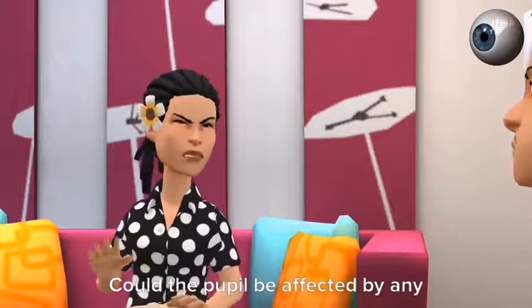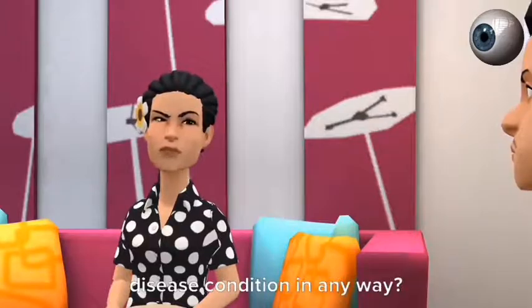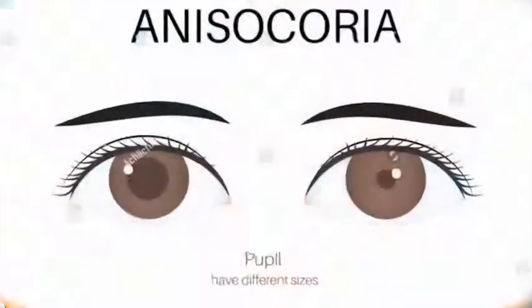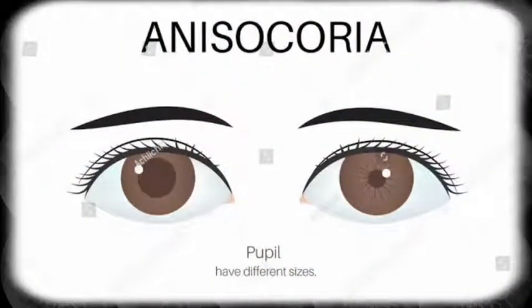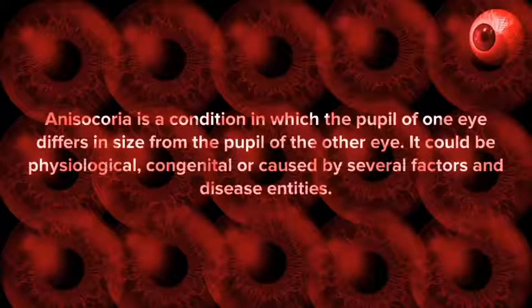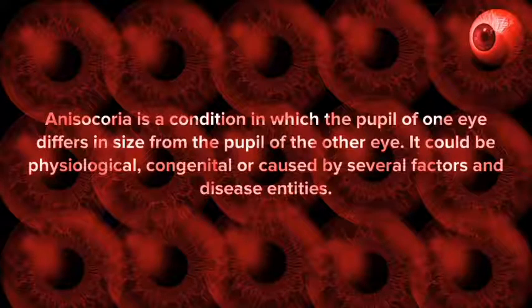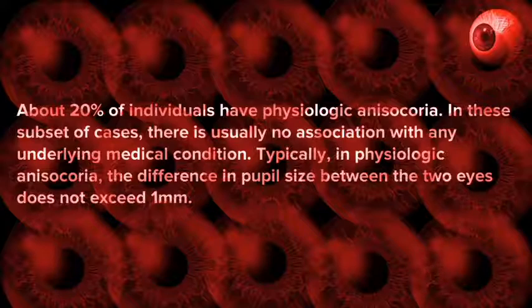Okay. Could the pupil be affected by any disease condition in any way? Of course. Anisocoria is a condition in which the pupil of one eye differs in size from the pupil of the other eye. It could be physiological, congenital, or caused by several factors and disease entities. About 20% of individuals have physiologic anisocoria. In this subset of cases, there is usually no association with any underlying medical condition. Typically, in physiologic anisocoria, the difference in pupil size between the two eyes does not exceed 1 mm.